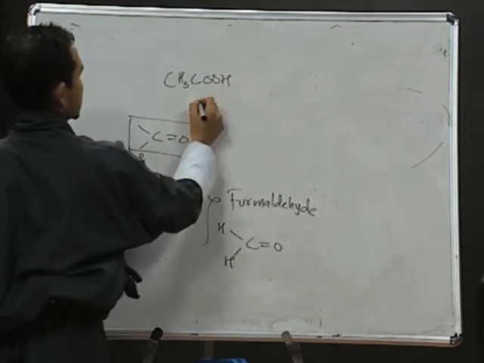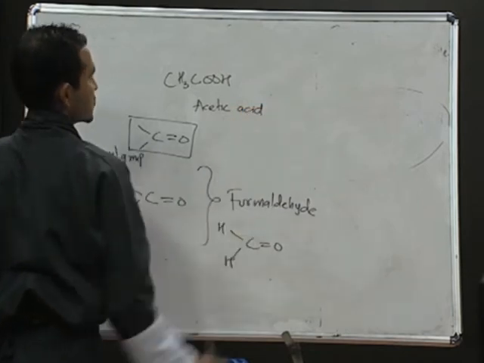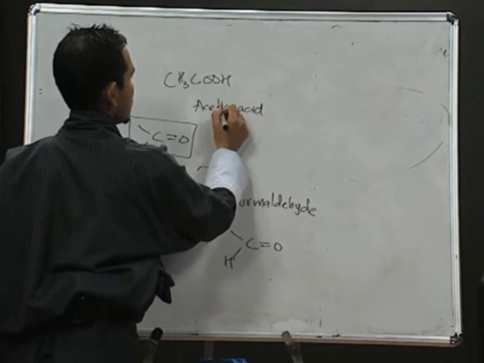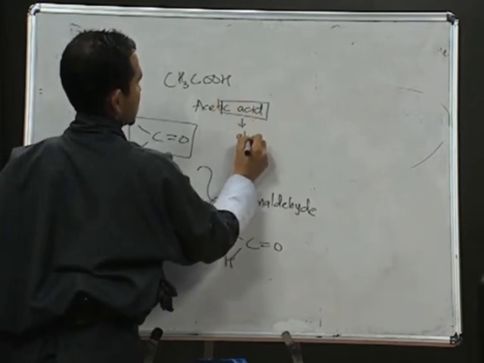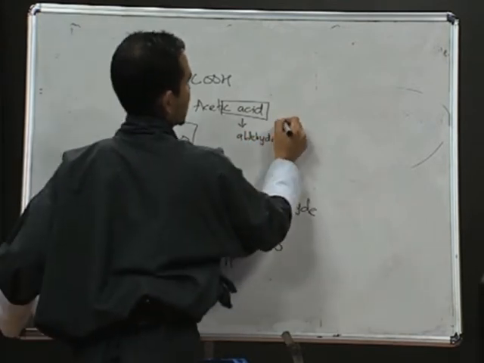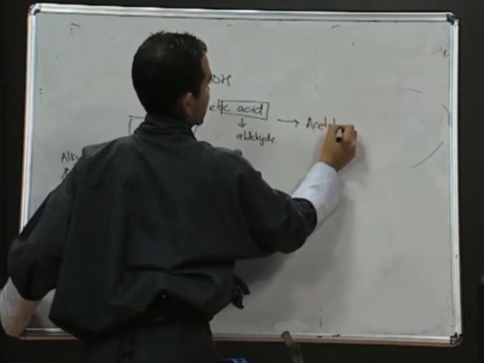This is acetic acid. Whenever you try to give a common name to this, what we do is we replace the -ic acid with aldehyde, and finally we name it acetaldehyde.